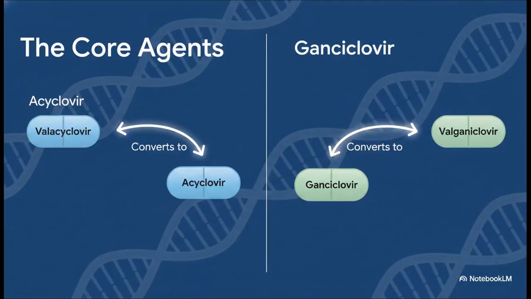So these are the four names you absolutely need to know. You've got acyclovir and ganciclovir, which are the active drugs. But you'll also see valacyclovir and valganciclovir. Notice the val prefix? That tells you it's a prodrug. A prodrug is just an inactive version of the medicine that our body has to activate. And there's a really good reason we do this.